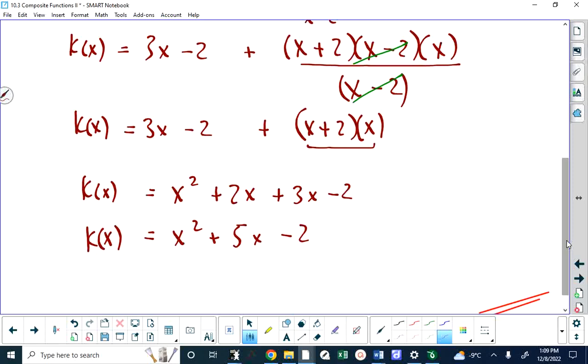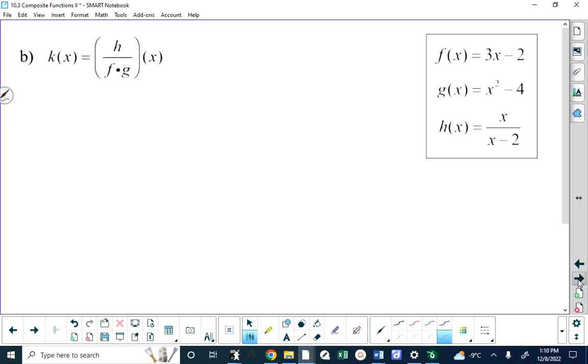Is k of x a quadratic function? No, it's not, because x cannot equal 2. It's a rational function, right? The classification of what you call a function is based on what the function is before you start messing around with it. Okay, all the non-permissible values need to be included.